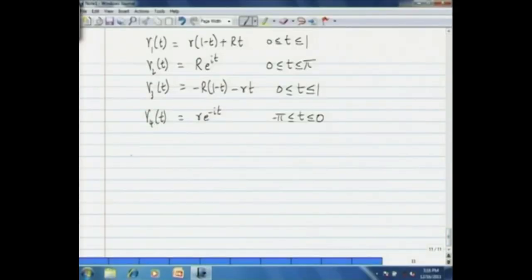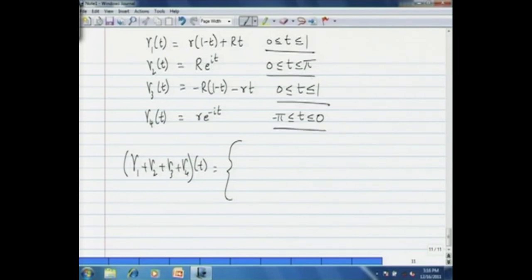We can see that the final point of gamma 1 is the initial point of gamma 2, and the final point of gamma 2 is the initial point of gamma 3, etcetera. So, we can construct the join of these 4 curves, gamma 1 plus gamma 2 plus gamma 3 plus gamma 4 of t. We can construct the join by translating these parameter intervals appropriately. So, let's trace gamma 1, which is equal to r times 1 minus t plus R t.